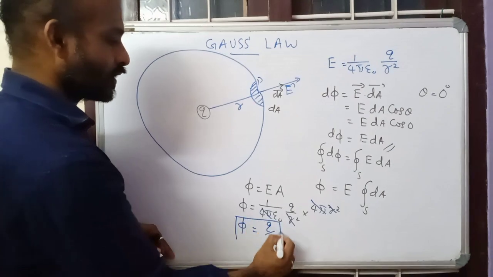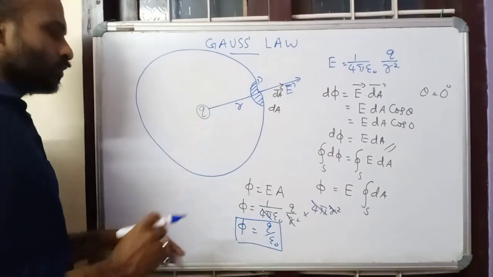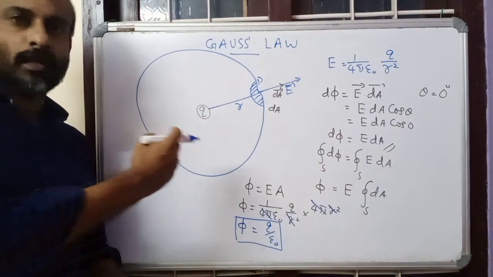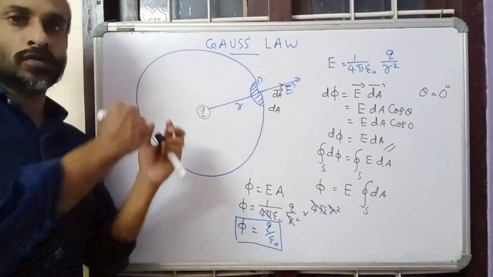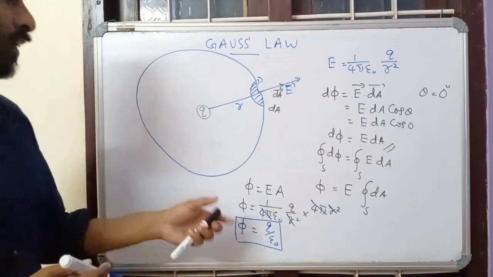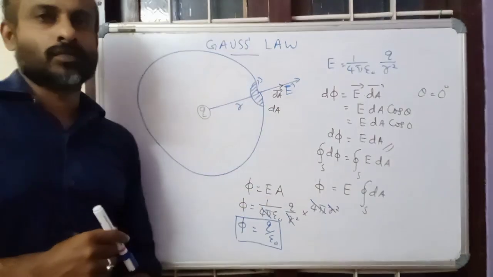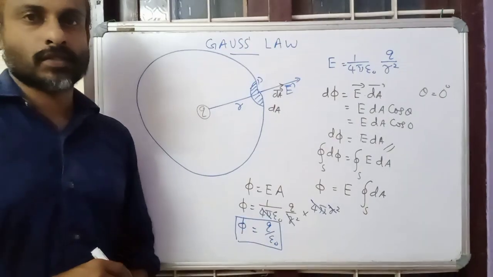So the total flux coming out of the closed surface is equal to q by epsilon 0, or 1 by epsilon 0 times the net charge enclosed by the Gaussian surface. This law is known as Gauss's law. It's a very important law in electrostatics. Okay, thank you.